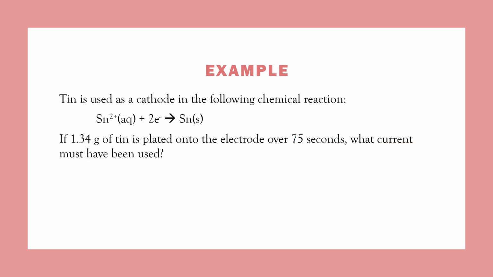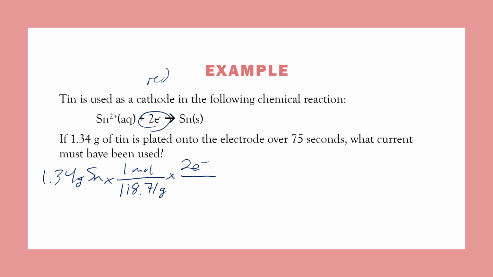Now it says tin is used as a cathode in the following chemical reactions. So that cathode is reduction, and it is written as reduction, so that's good. Now it says if 1.34 grams of tin is plated onto the electrode over 75 seconds, what current must have been used? So this one is working a little bit backwards. We have the 1.34 grams of tin. I need to change it to moles. So its molar mass is 118.71 grams per mole. And then in my equation, I have 2 electrons for every 1 tin.